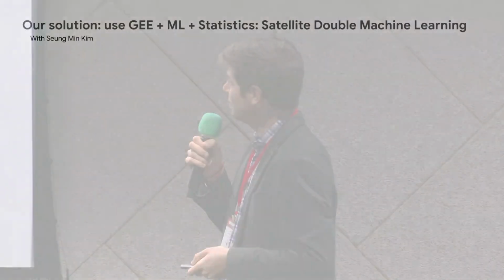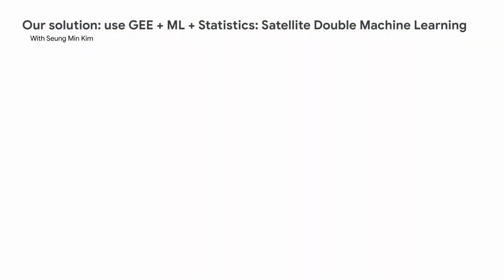So our solution, it's actually not going to be applied to REDD. It's going to be applied to the California carbon market, some of the project offsets that go into that. And we're going to be using Google Earth Engine, some machine learning, some statistics in an estimation strategy called satellite double machine learning. So I'll give you a sense of what this looks like. And this is a project with Sungmin Kim.